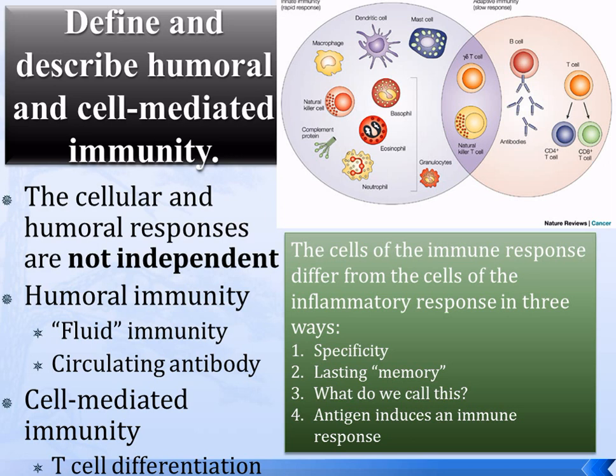The immune system has a lasting memory. It stays around forever and ever and ever. There are some exceptions to the rule. Like, have you ever had to be revaccinated for something? What do you have to get revaccinated for every 7 to 10 years? Tetanus. Yeah. So, lasting memory. What do we call it? I just said it. We call it immunity. And then the last thing is the antigens are what cause the immune response.